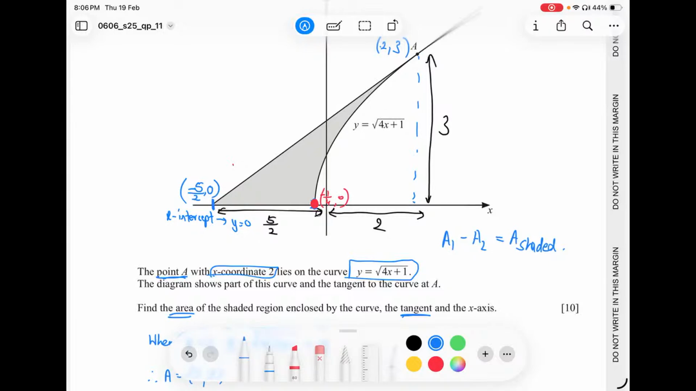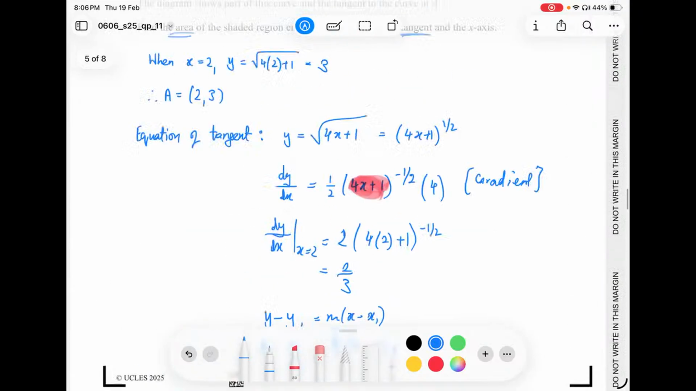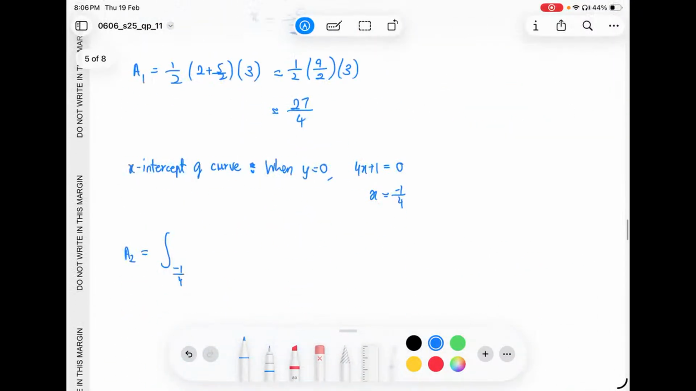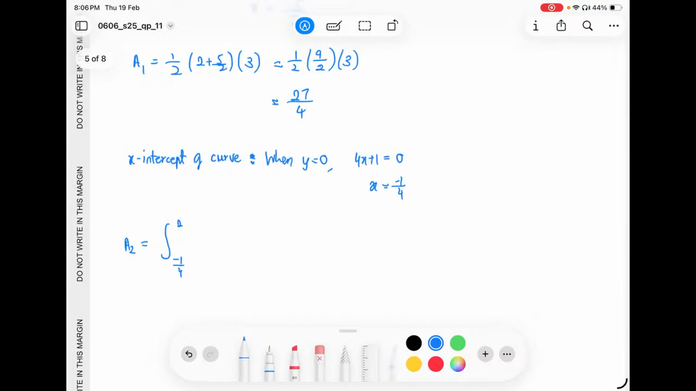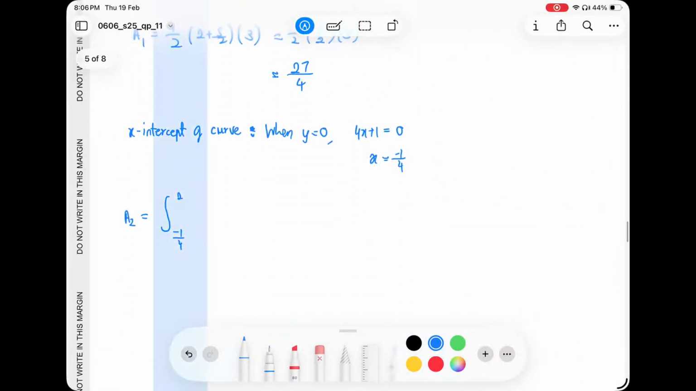So now you plug this into your definite integration. So area 2 will be just the integration from negative 1 over 4 to 2. So 2 is the end point. So from this to 2, and then you just do root 4x plus 1.